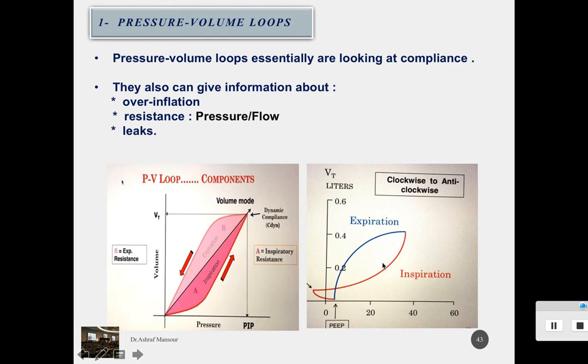In the other one, it is the same. It shows you also the compliance in the pressure volume loop. But see here, the anti-clockwise loop is preceded by a clockwise small loop. This clockwise small loop means that there is creation of negative pressure. From where? From the baby. So the baby is triggering here. So clockwise to anti-clockwise means the baby is triggering.